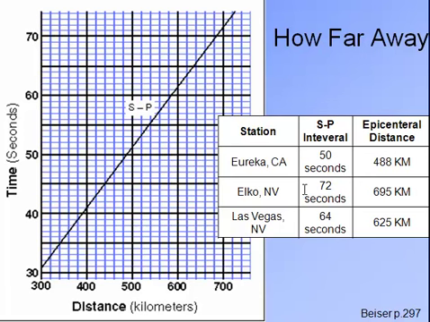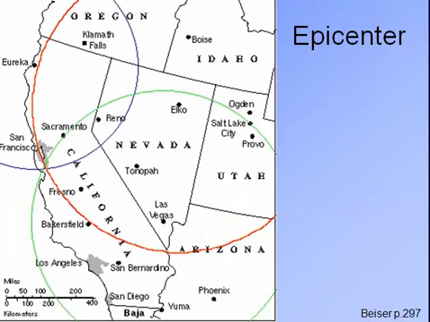Elko was 72 seconds. Come way up here, Elko. Go over 72, hit the diagonal line, drop straight down, and we're just shy of 700 this time. So that's how they're getting those distances to find the epicenter. All 3 of these guys would draw the circle, and here are the circles. Eureka, California is shown. Eureka's circle is shown in blue, runs somewhere like that.